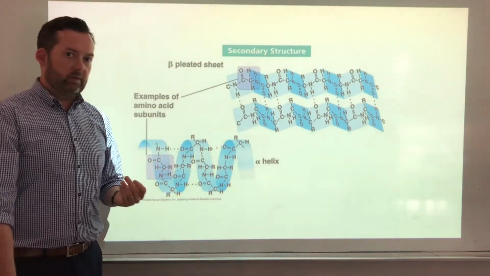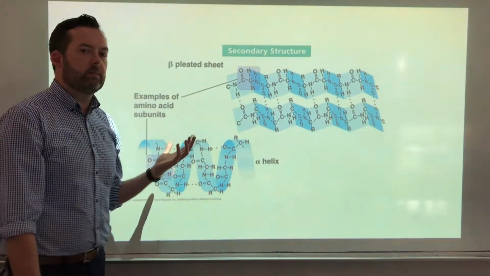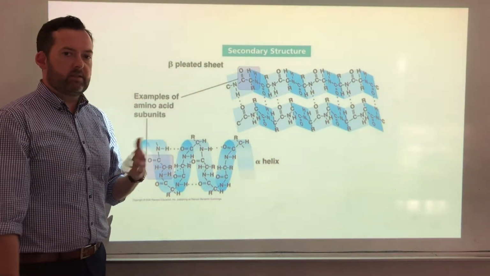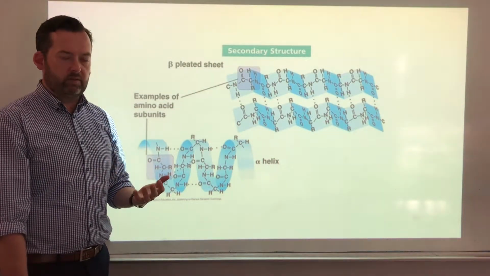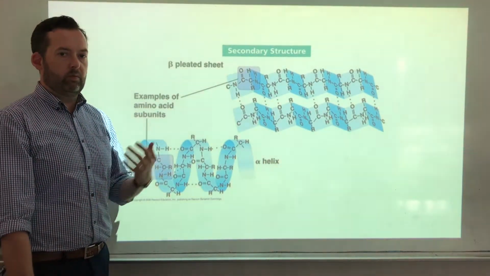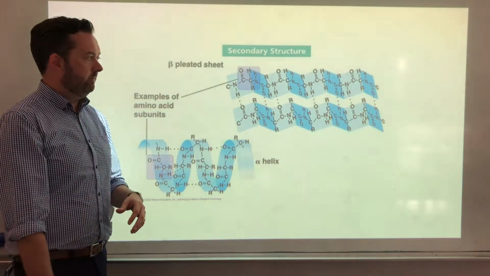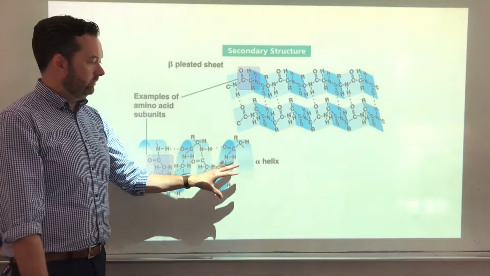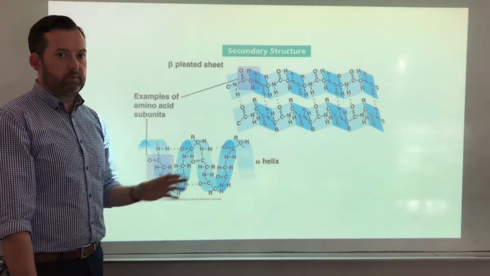Now when you're denaturing a protein, this is one of the things that can be disrupted by temperature. Temperature increases the average kinetic energy of the particles, increases the vibration of those particles, so will weaken hydrogen bonding, so the coil, helix, or the sheet could be disrupted by temperature.